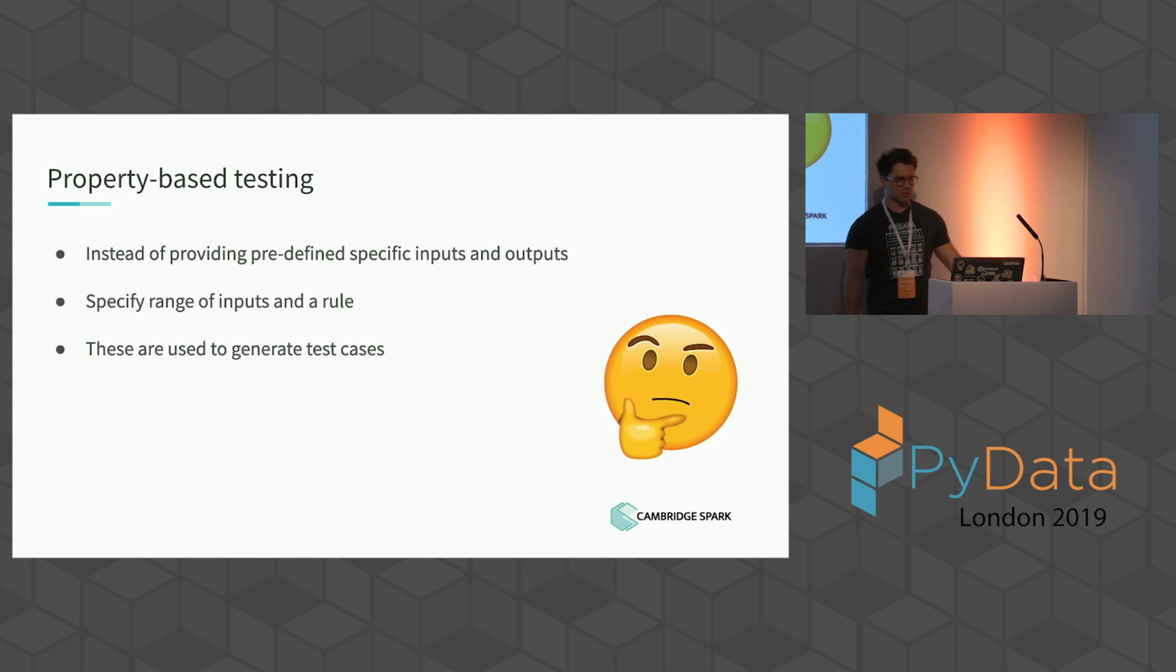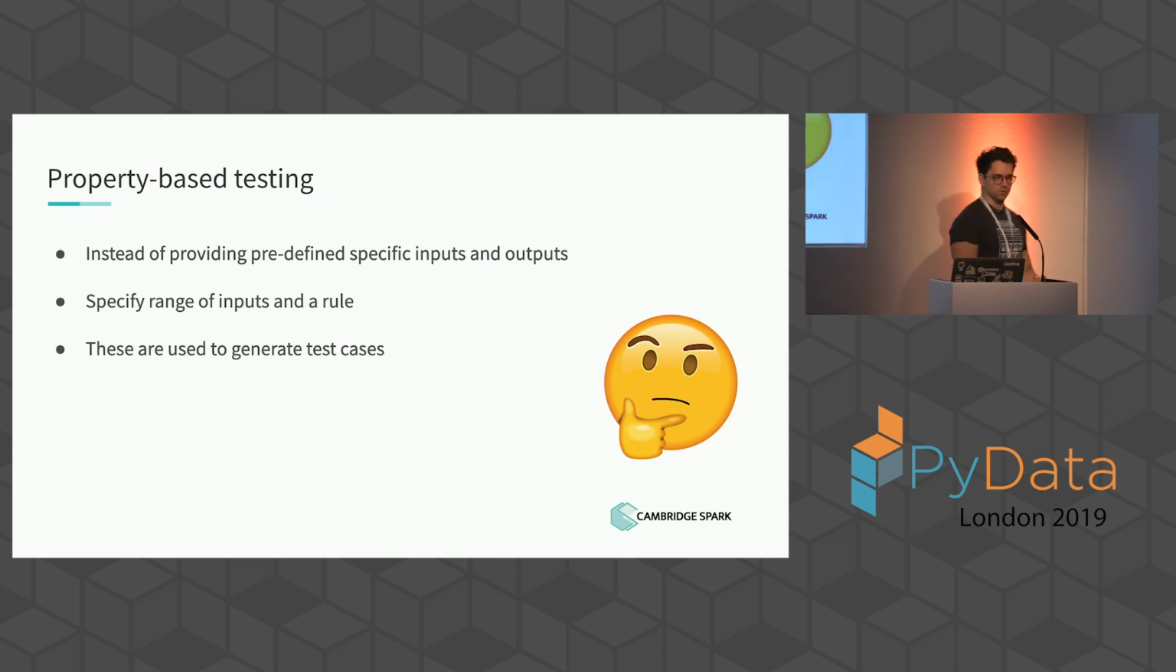So the intuition is that instead of providing specific inputs and outputs, you specify a range of inputs. So I want data frames with 2 columns that have integers. That's the range of inputs. Now, it can be any integer. That's going to be generated for us.